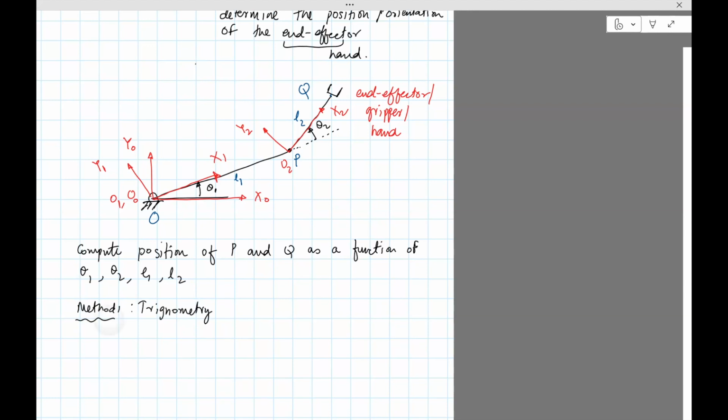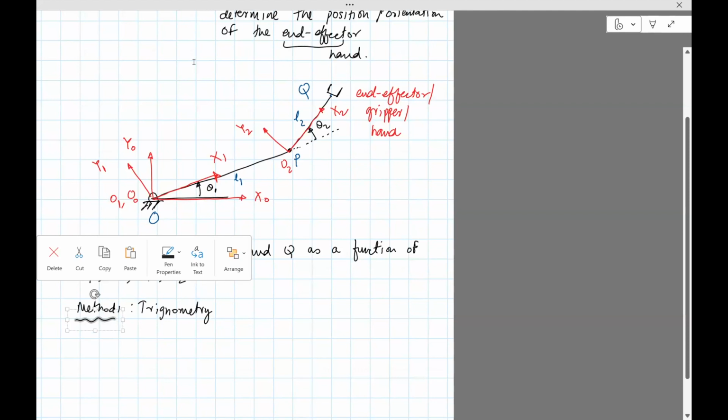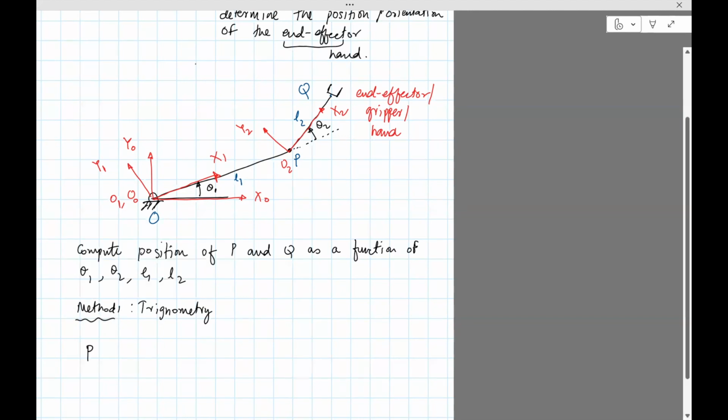Okay, and I'll just write it down in just one shot. It's not very hard to see what I'm going to write here. So if you want the position of P, and I want this in frame 0, then just by using trigonometry, you can see that it is L1 cosine theta 1, L1 sine theta 1. So remember, it's a vector because there's an x and y coordinate for point P. So you're just resolving along the x and y axis.